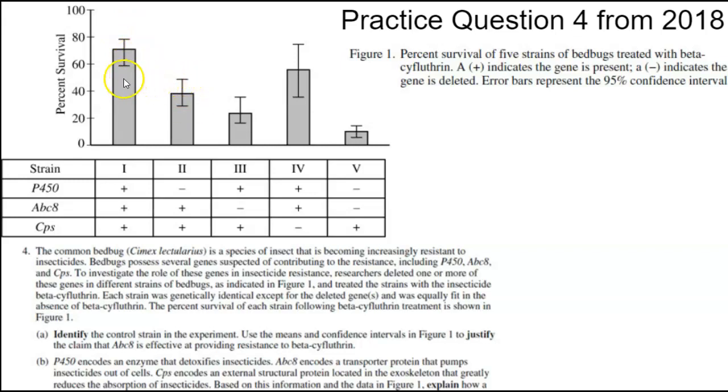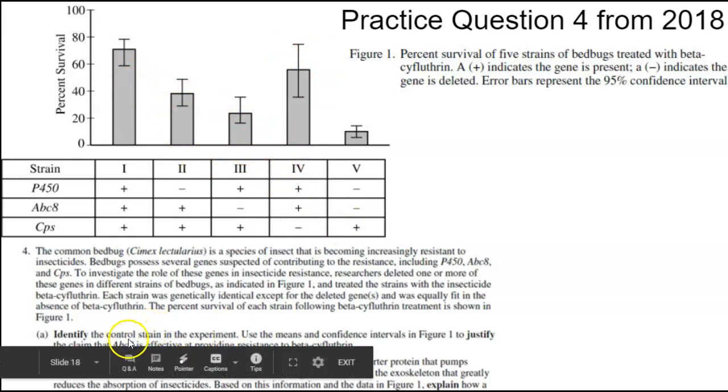And you see, look, strain 1 and 2, the error bars don't overlap. So there's a significant difference in the percent survival rate for strain 1 bed bugs and strain 2 bed bugs. In contrast, look at how big this error bar is for strain 4. It overlaps with strain 3 and strain 2, and actually strain 1. So there's no significant difference between strain 4 and strains 1, 2, and 3. So that's what the error bars mean.